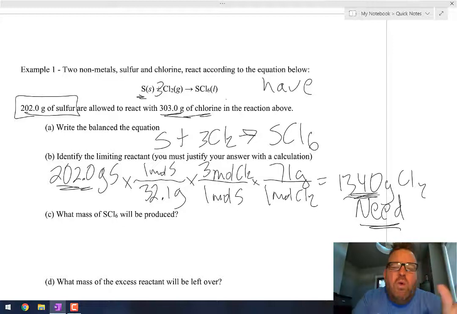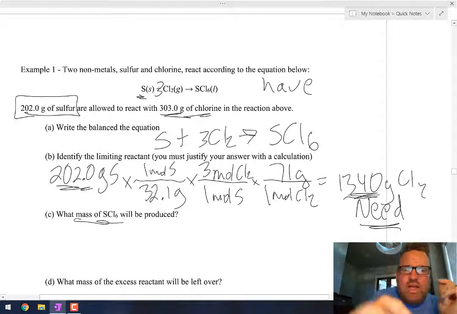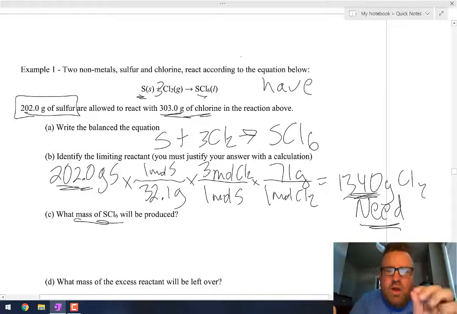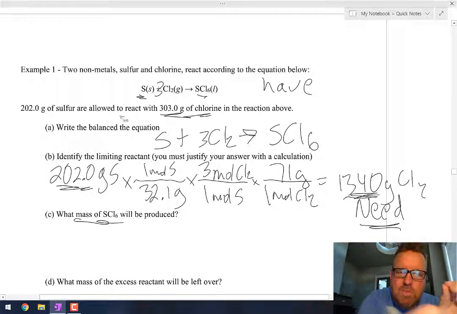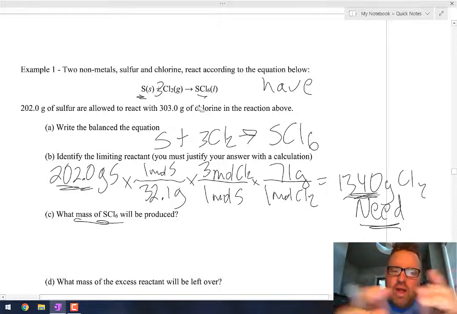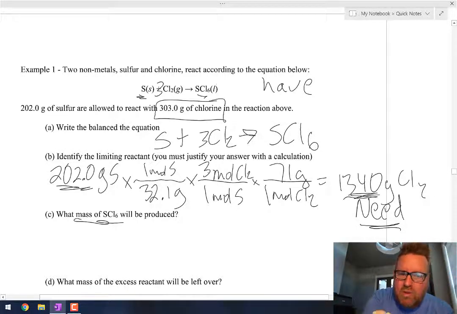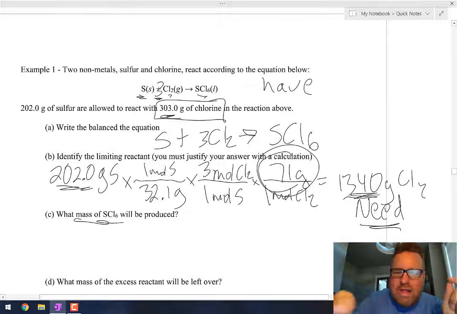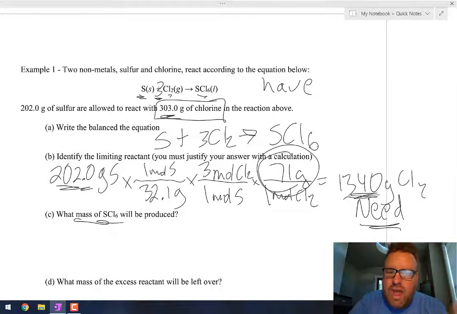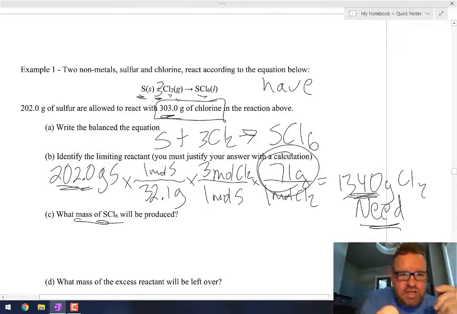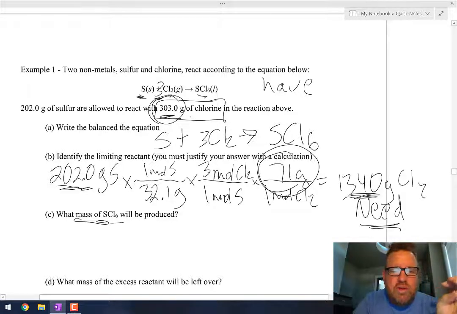Okay? Now, why does that matter? Because now the next question is how much SCl6 is going to be produced? Again, what's limiting this reaction? What's keeping this reaction from going any farther is, again, our amount of chlorine because that's the limiting reactant. Remember, even though we have more mass of chlorine, we need 3 moles of chlorine for every 1 mole of sulfur, and the molar mass of chlorine is way bigger than it is for sulfur. Okay, so we need a lot more chlorine than we actually have, so that reaction is going to stop based on those 303 grams of chlorine.